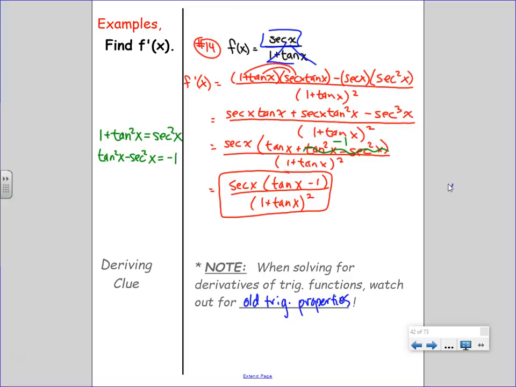So I just put a quick note in: when solving for derivatives of trig functions, and we have all this trig being put together, just watch out that every now and then, in order to simplify, to make it look like the back of the book, or to make it look like a multiple choice answer, they might use an old trig property. But I'll be here to try to help you through and be able to see it.